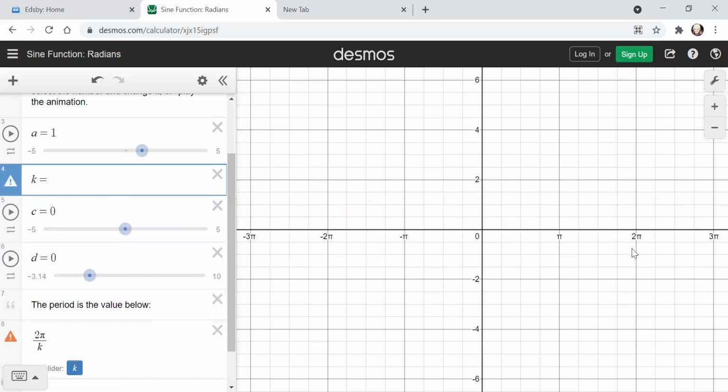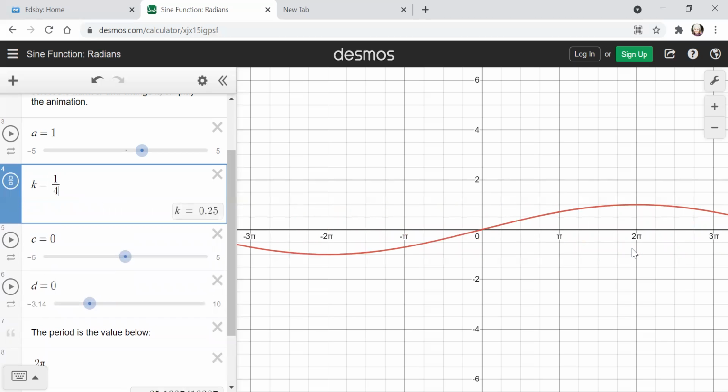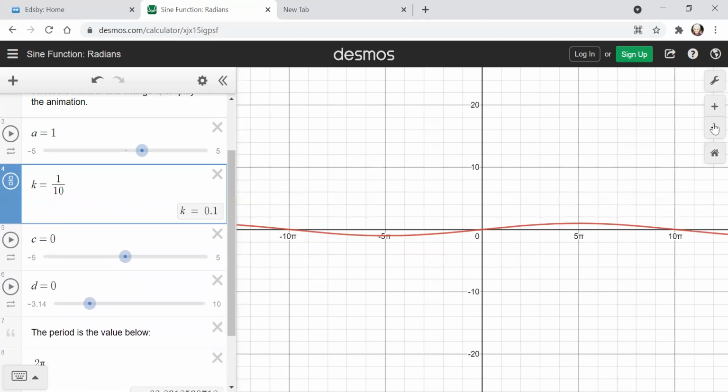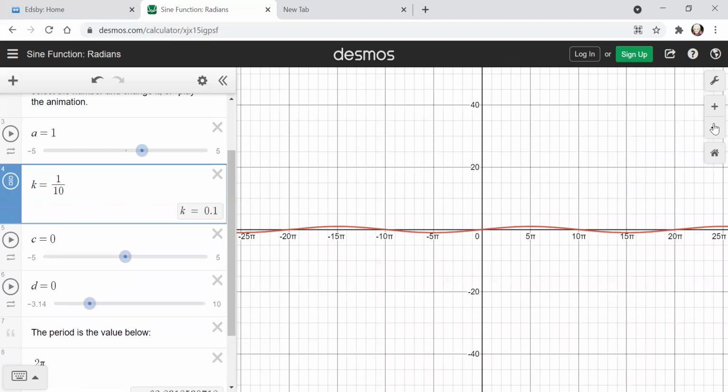But the smaller the number, the less often that pattern happens, and it actually looks like almost a straight line. It's so horizontally compressed.